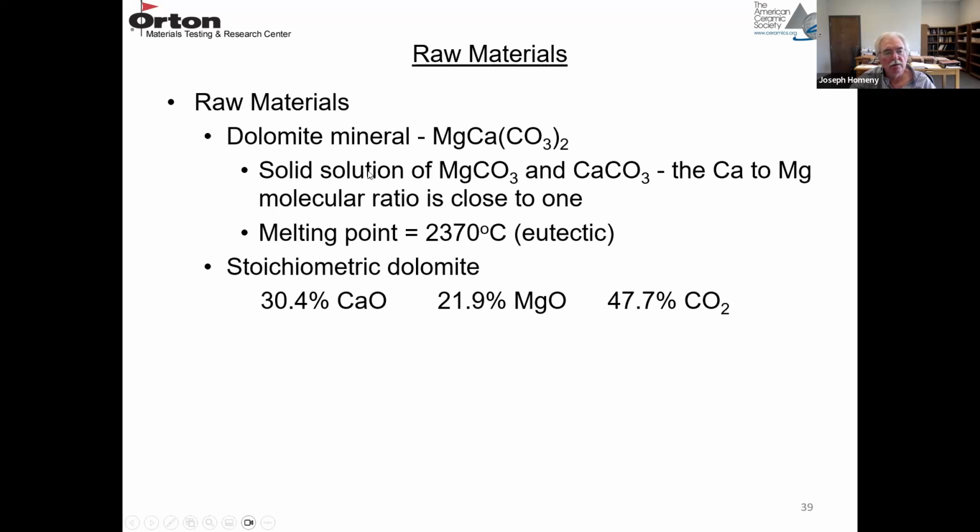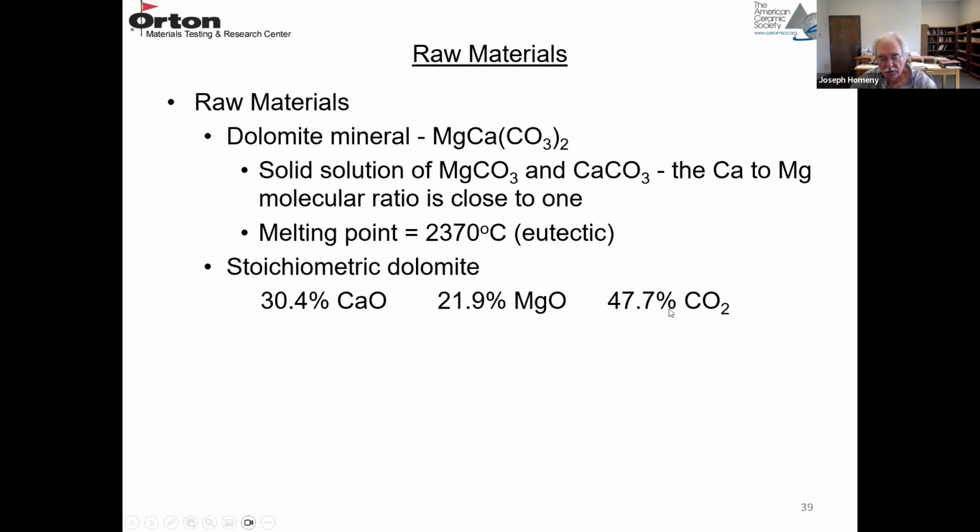So this mineral is a solid solution of the two carbonates, MgCO3, CaCO3. So the Ca to Mg molecular ratio is about 1. It's a high temperature material. Its lowest melting eutectic is 2370 degrees C. And if it's stoichiometric dolomite, 1-to-1 Mg to Ca, it's going to be 30% CaO, about 22% MgO.